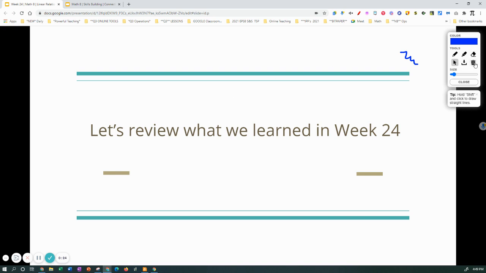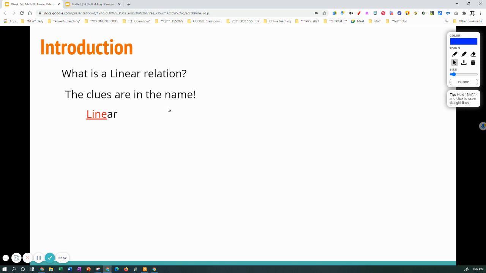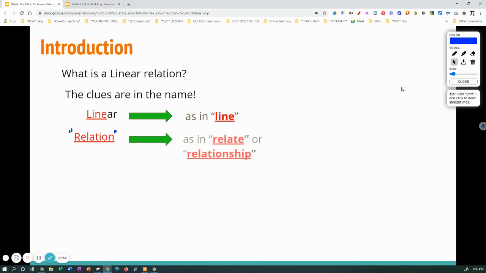So what we learned in week 24, let's go with a little quick review. A linear relation, the clues are in the name, okay? We have linear, and there's a little root word in there, line. And for relation, well, the whole word is significant in my opinion. That would seem to imply what? To relate, or a relationship.